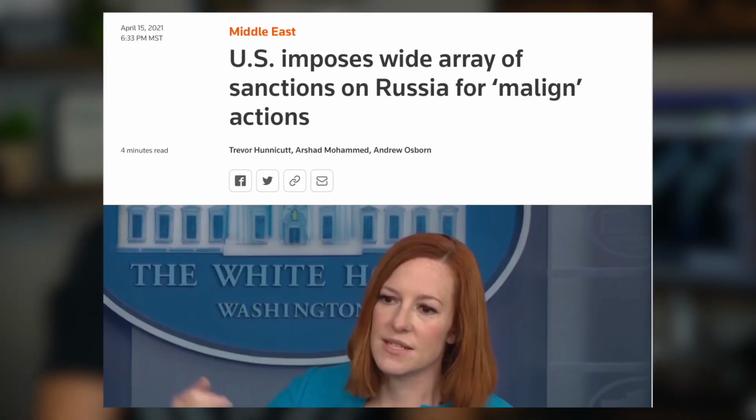My name is Joe Brown, and recently the United States just announced that they are going to be imposing new sanctions on Russia. Once again, the United States is whipping out its giant swinging dollar and imposing financial sanctions on other countries in the world.